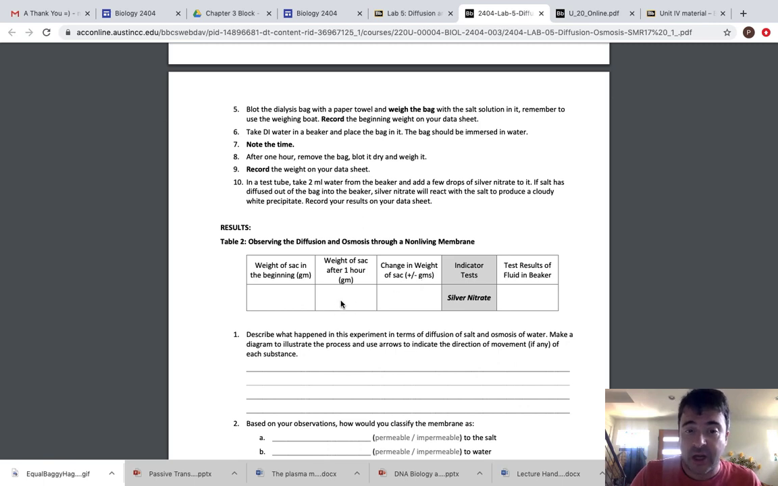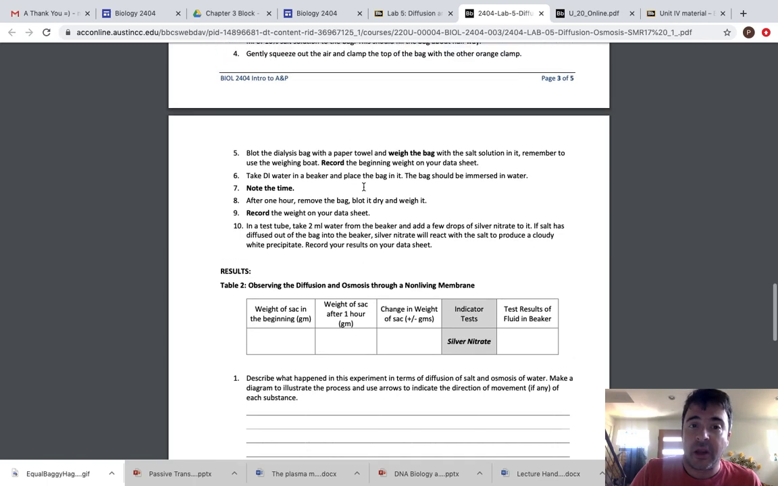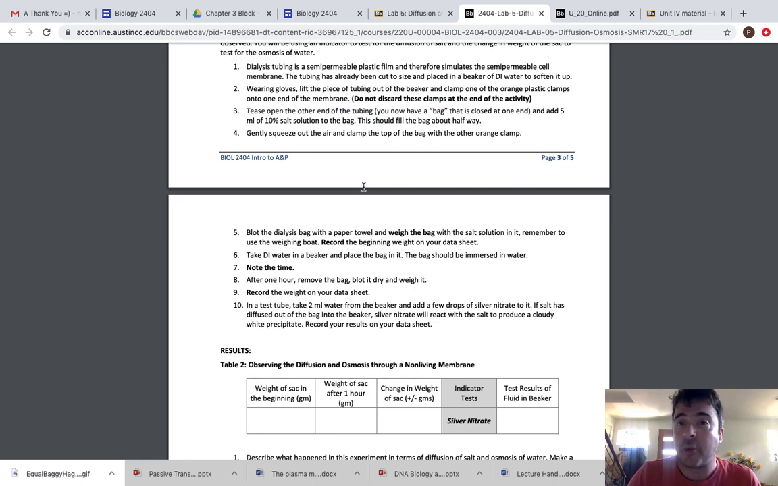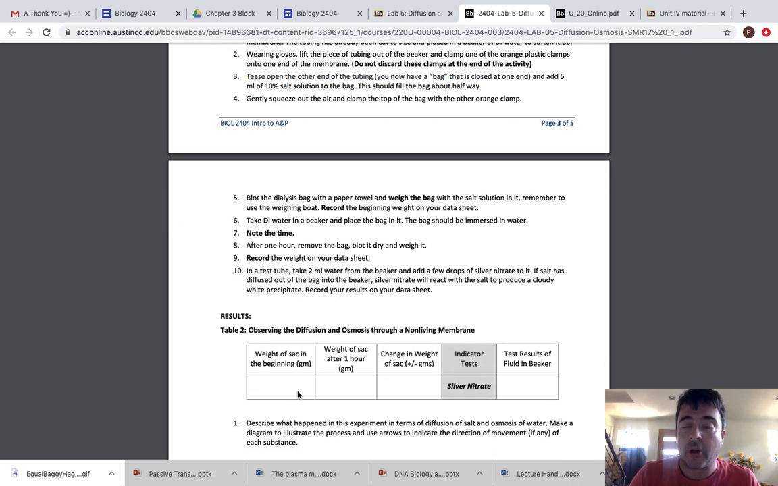I'm not going to give you the change. I'm just going to collect this data point and this data point. Your job is to determine the change. And then I'm going to use silver nitrate to evaluate for the presence of sodium chloride in the solution that the cell was soaking in. So the cell begins by soaking in a solution of distilled water. Distilled water is 100% water. And then what we're putting inside the cell is a 10% sodium chloride solution. So we want to look at the movement of water. We want to evaluate osmosis.